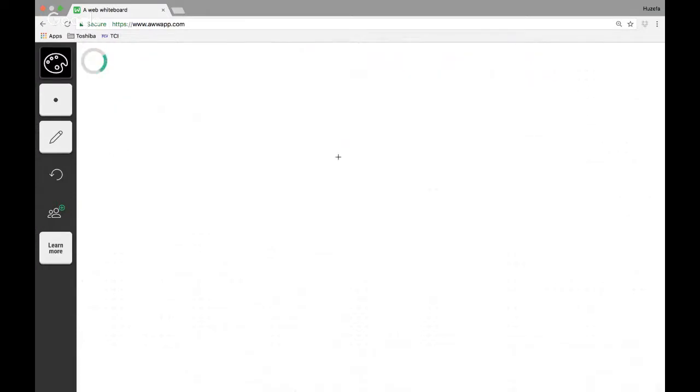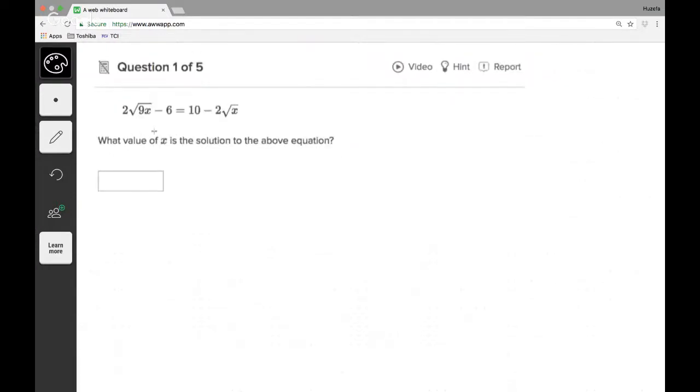Question number 1: 2 times the square root of 9x minus 6 equals 10 minus 2 times the square root of x. What is the value of x? First thing is we want to simplify this radical. We've got to treat these radicals like variables, get them all together. We can simplify this because we've got a 9 underneath that root symbol, which is a perfect square. Whenever we have a perfect square, we can take the square root of it and pull it out.